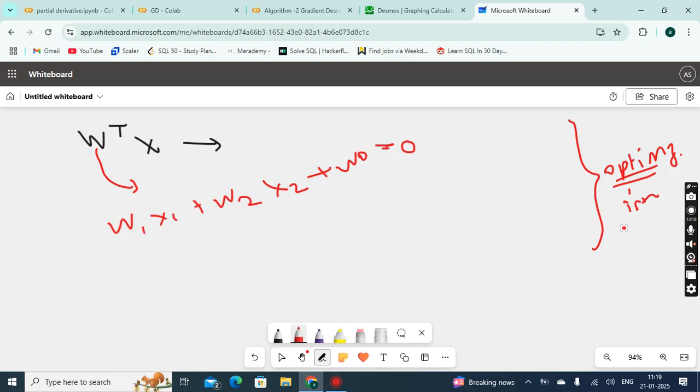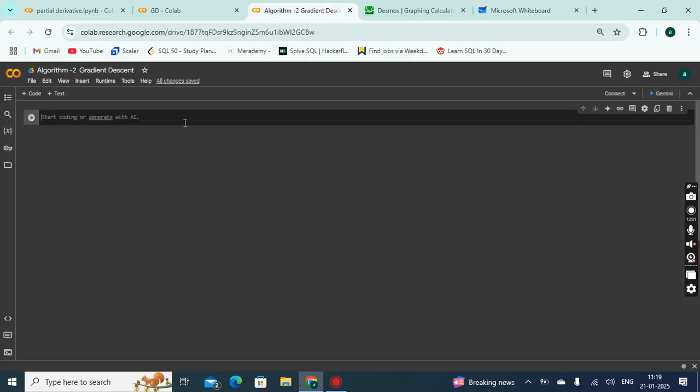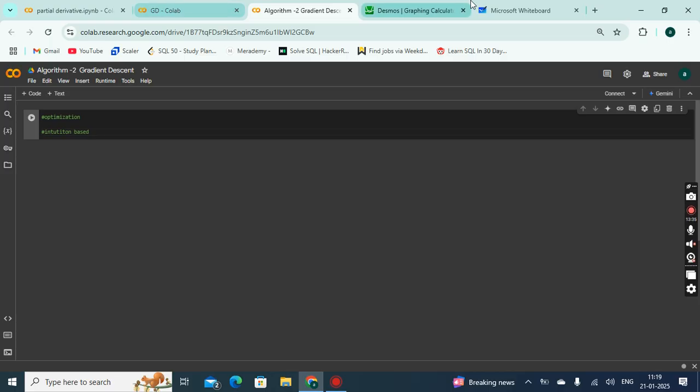Okay. Second, I will just write here: in optimization, we have intuition based. Okay, so let's first understand what intuition based is.